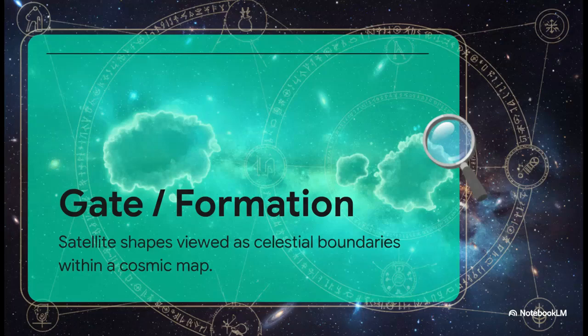Okay, so just to make sure we're all entirely on the same page, let's define exactly what the source means by a gate or a formation. In the context of this specific theory, a gate refers to those exact satellite, cloud, and landmass shapes we just looked at, but they're viewed as massive celestial boundaries or markers within a grand cosmic map. It's really an exercise in pattern recognition, taking atmospheric phenomena and assigning them cosmic significance.